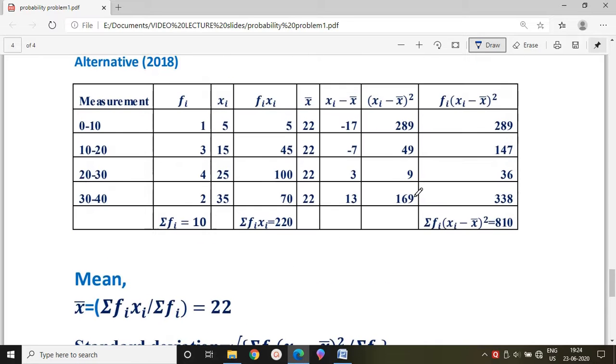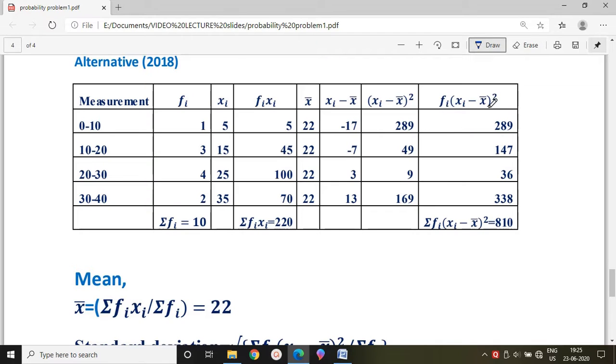Then you find xi minus x bar. So how will you find xi minus x bar? To find xi minus x bar, you have this 5 and 22. 5 minus 22 is minus 17. 15 minus 22 is minus 7. 25 minus 22 is 3. 35 minus 22 is 13. Make xi minus x bar whole square. That is 17 square here, 7 square here. It becomes positive. 3 square, 13 square.